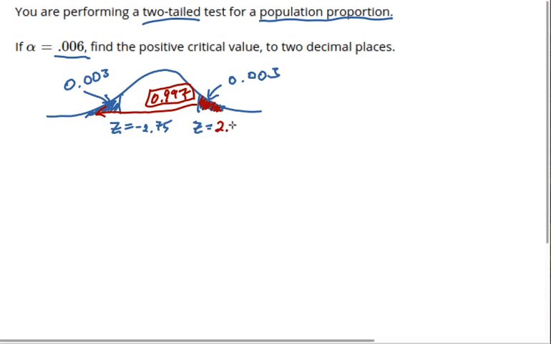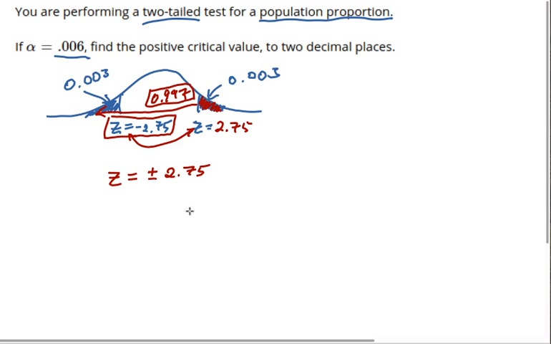Now, it is no coincidence that these two are opposites of each other. We have the negative on the left and the positive on the right. That should always happen for our two-tailed tests. So the lesson here is we could shorten our trip if we just look up the left tail one, and then we know the right side will have a z-score of the positive version. Oftentimes you'll see this written as z equals plus or minus 2.75. It's got the positive version and the negative version, and that will happen when it's a two-tailed test.